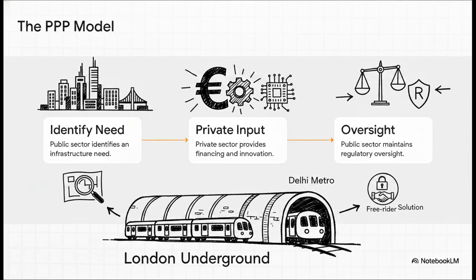One of the absolute best tools for this is the public-private partnership, or PPP. Instead of the government awkwardly trying to build everything itself, the public sector simply identifies a need. Then the private sector steps in with the financing, the tech expertise, and the innovation. Finally, the public sector maintains the regulatory oversight. Prime examples of this working beautifully are the massive upgrades to the London Underground and the whole Delhi metro system. It perfectly solves that free rider problem we see with public goods.